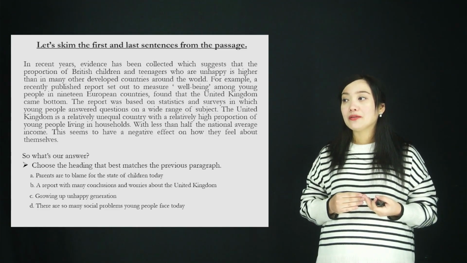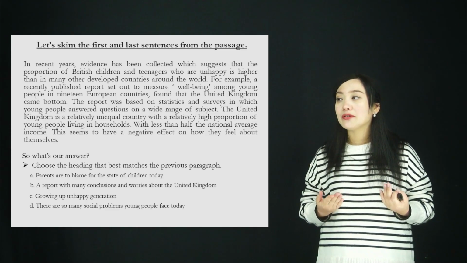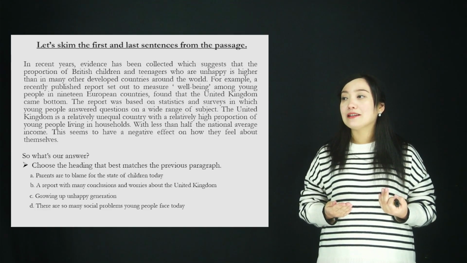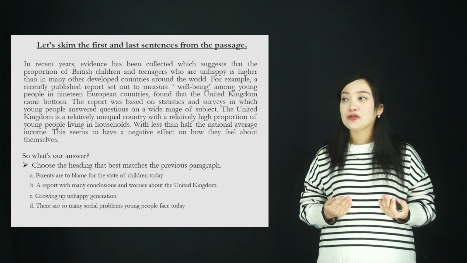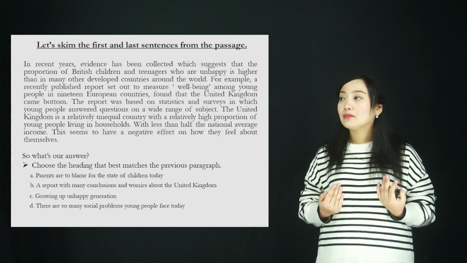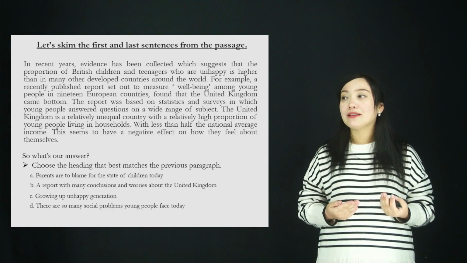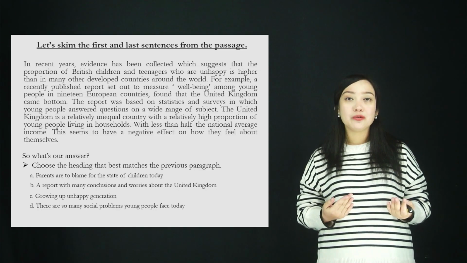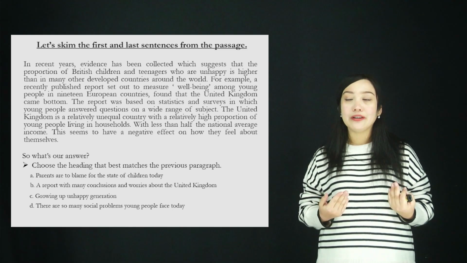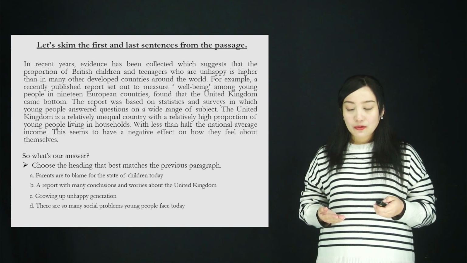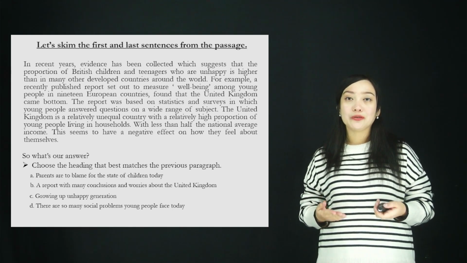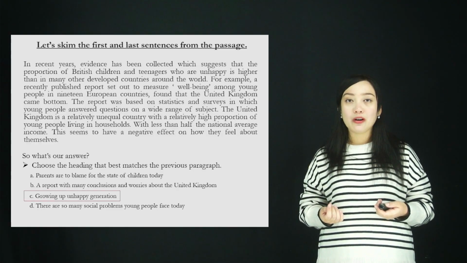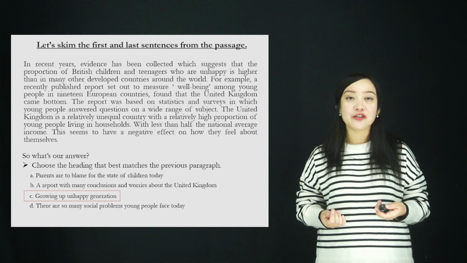There are so many social problems young people face today. We have 4 options to choose from, and first of all, you should pay attention to the topic sentence and also some keywords in the paragraph, and after that you can find the answer easily. So now it's time to show the answer here. This is C: growing up unhappy generation.